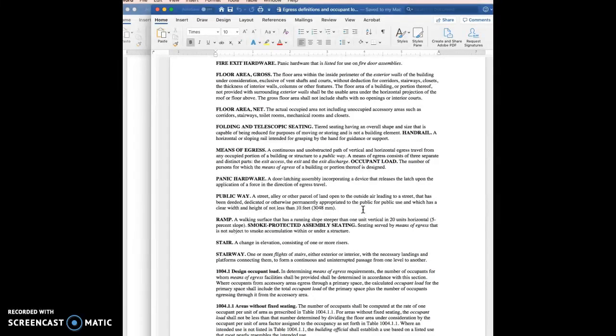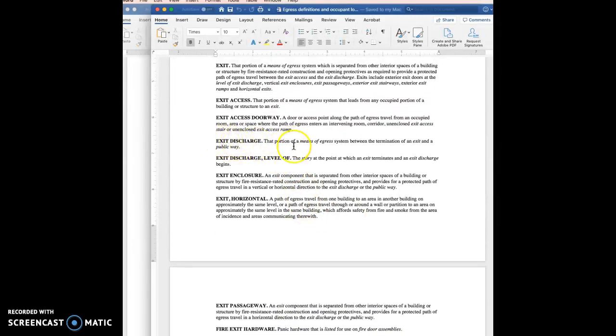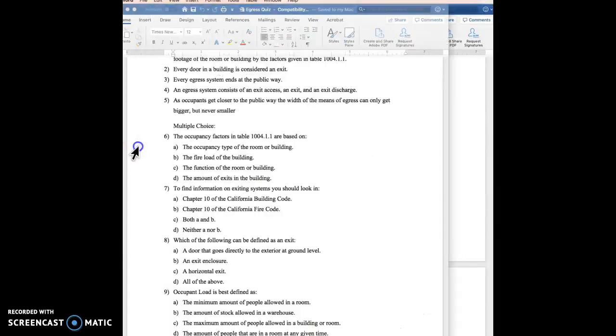Now, the exit discharge, not every system has an exit discharge, because sometimes you open a door and boom, you're at the public way. But every system does have an exit access and an exit, and ends at the public way. The public way isn't part of the exiting system, but it's where it ends or terminates. Okay. Number 4, an egress system consists of an exit access, an exit, and an exit discharge. And that is correct. Some of them don't have an exit discharge, but the egress system, those are the 3 components.